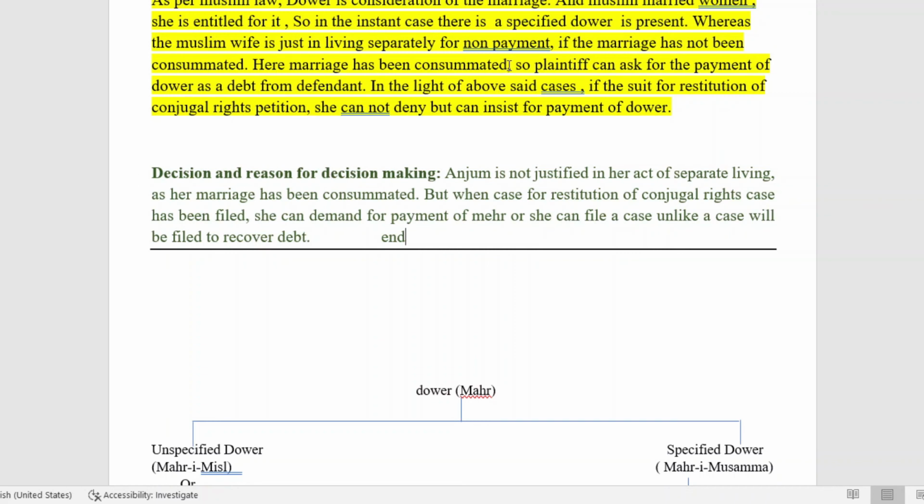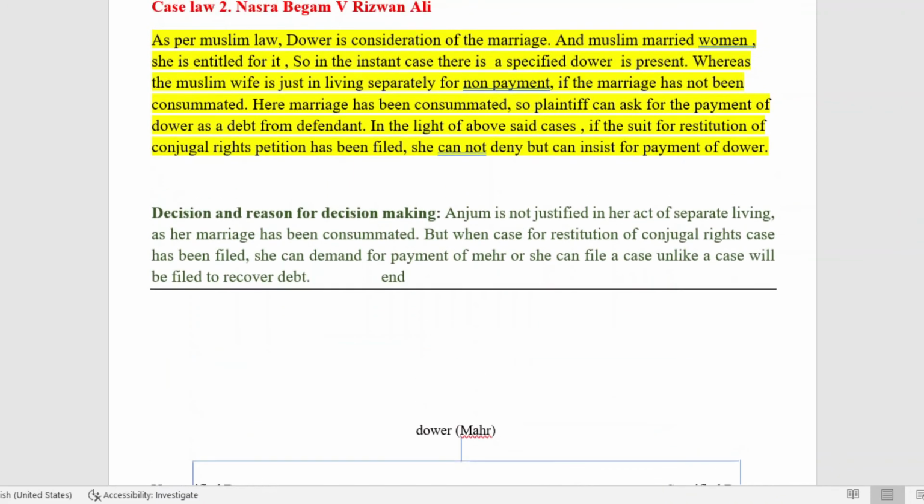Here the marriage has been consummated, so the plaintiff can ask for the payment of dower. That means the remedy left for Anjum is that she can ask for the payment of dower as a debt from the defendant. She has all the rights to enforce the dower as a debt. In the light of the above case, if the suit for restitution of conjugal rights has been filed, she cannot deny it, but she can insist on the payment of dower. The court will definitely consider the request, because dower is an important aspect of the Muslim marriage.